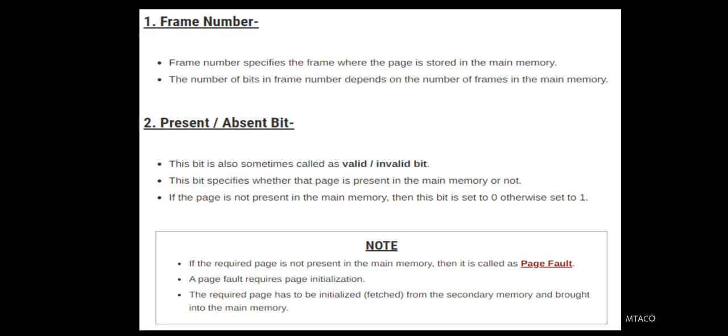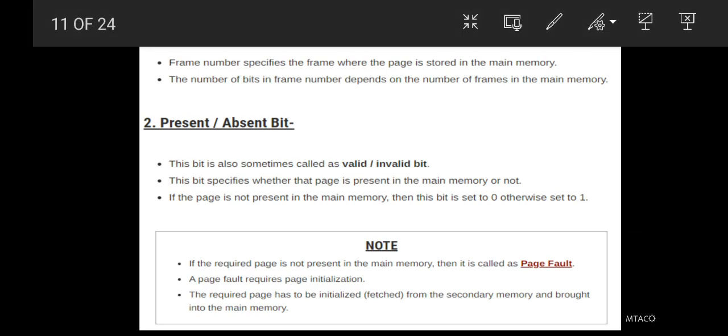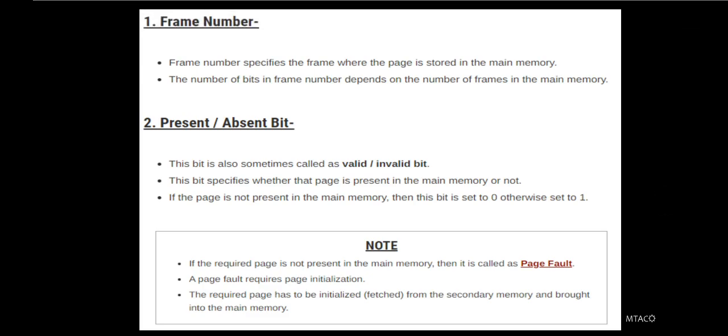The first one, your frame number, specifies the frame where the page is stored in the main memory. The number of bits in the frame number depends on the number of frames in the main memory.